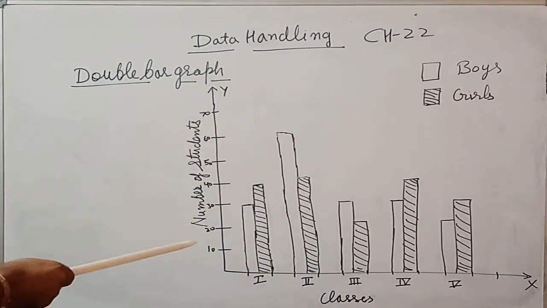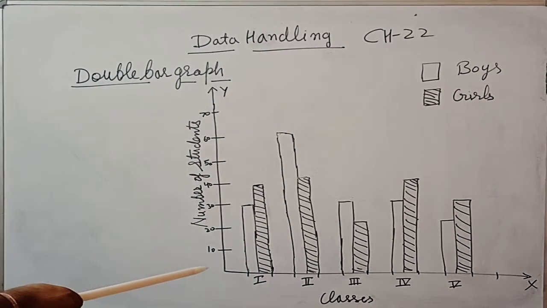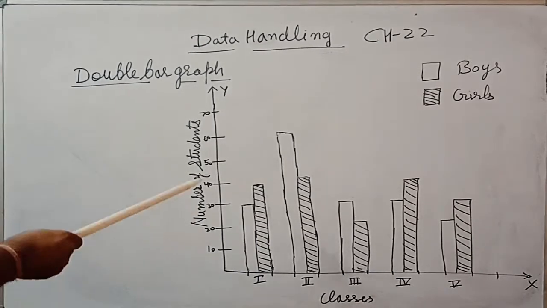Here we have the two graphs, or we can see the double bar here.